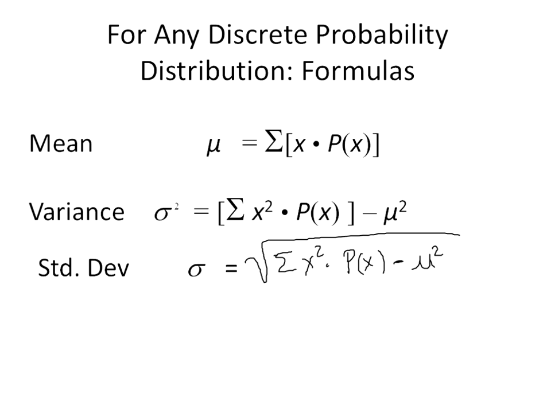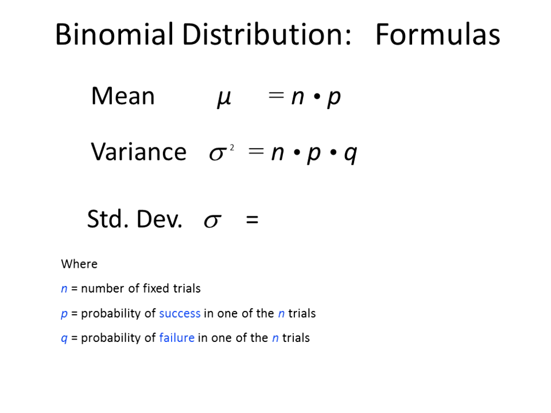So if we were just looking at any discrete probability distribution, we would use the formulas we talked about. But for the binomial distribution, we have special formulas. And the nice thing about them is that they're much easier to use. So the mean is just n times p. The variance is n times p times q. And the standard deviation is the square root of n times p times q. So these formulas are only for binomial type problems.